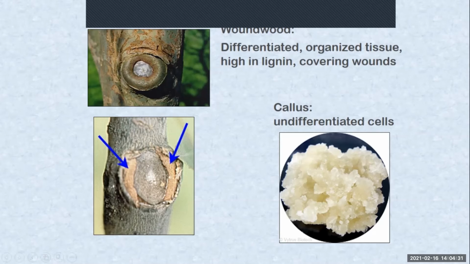Eventually, you start to get differentiation, and the cells will start to develop certain features. They might get some lignin incorporated into them. They become more organized, and then you have this production of wound wood. And that is what we're seeing here, wound wood. Wound wood is basically like wood, xylem tissue. And that is what's covering over your pruning cuts, is wound wood, not callus. So that's just some terminology that people get confused with.